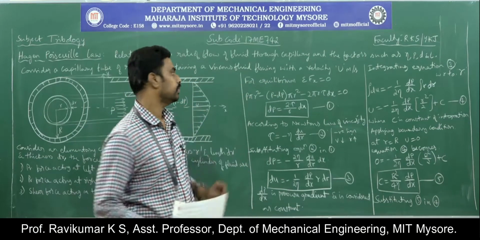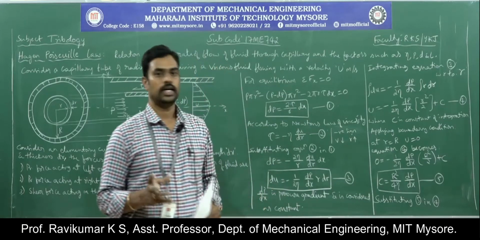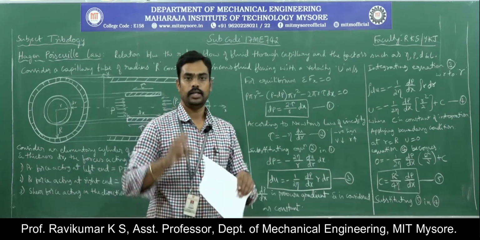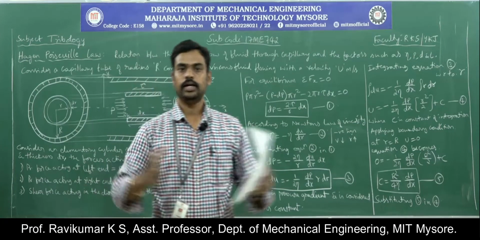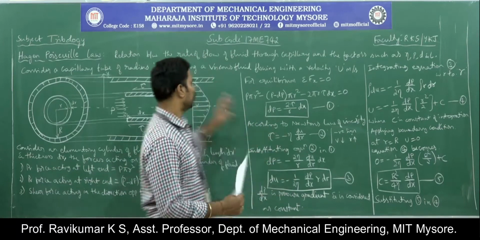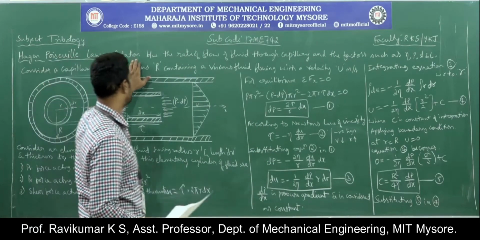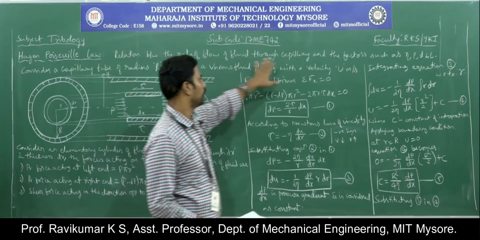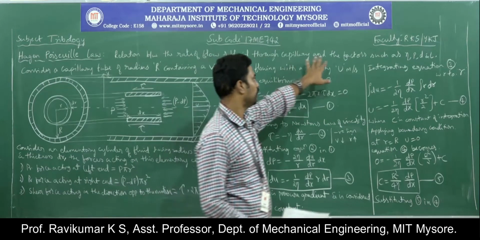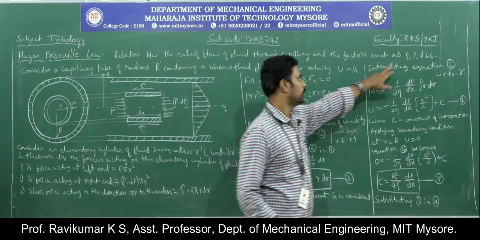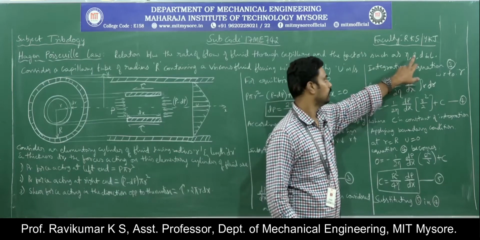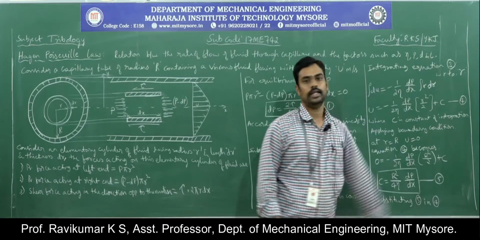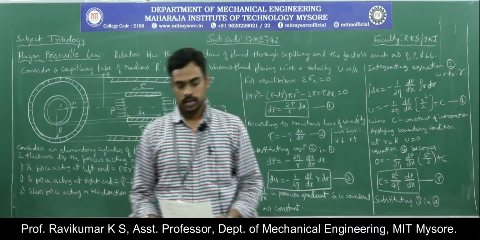through a capillary tube, with factors such as the viscosity of the oil, the pressure developed, the diameter of the capillary and the length of the capillary. So this law gives the relation between the rate of fluid flow, that is Q, in the capillary tube with the factors such as viscosity of the oil, pressure developed in the oil, diameter of the capillary and the length of the capillary tube. Okay.